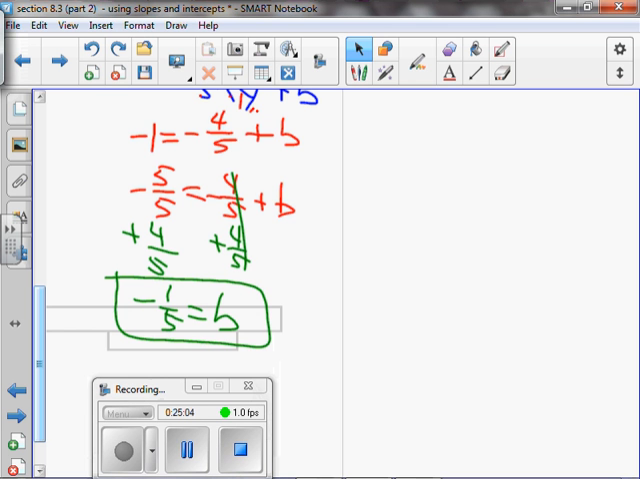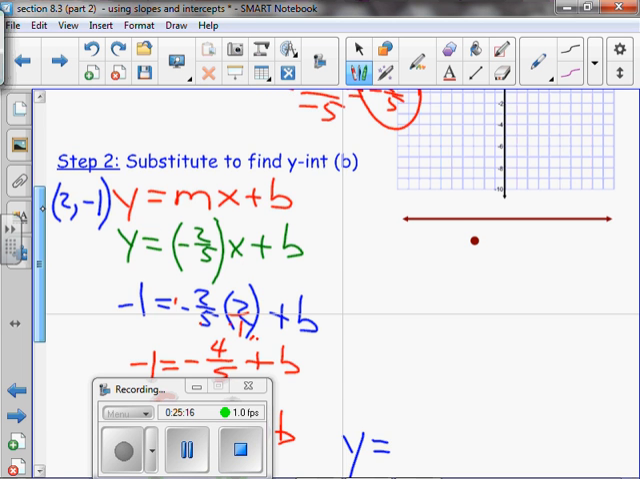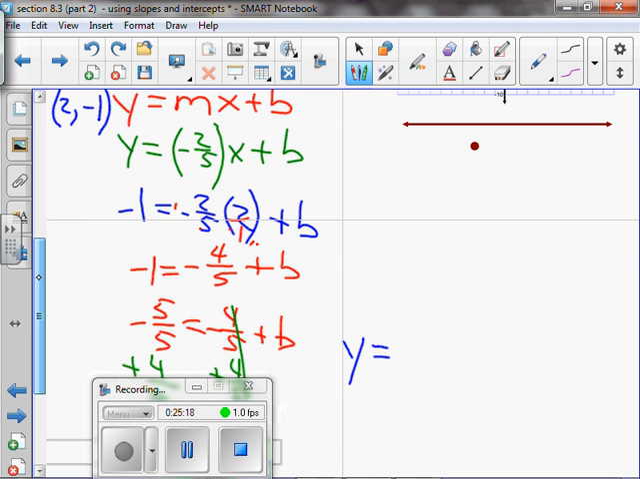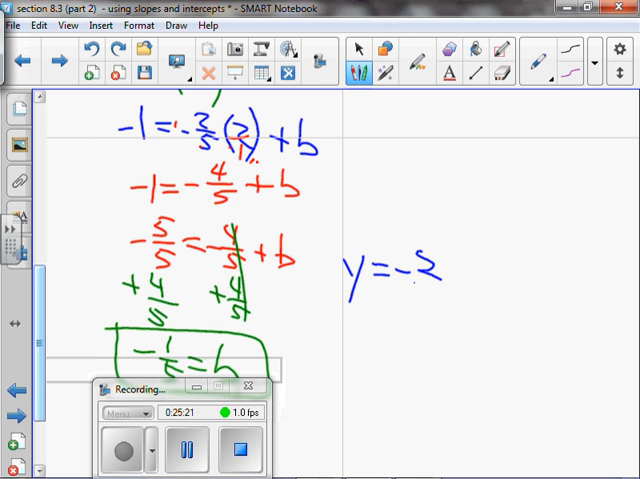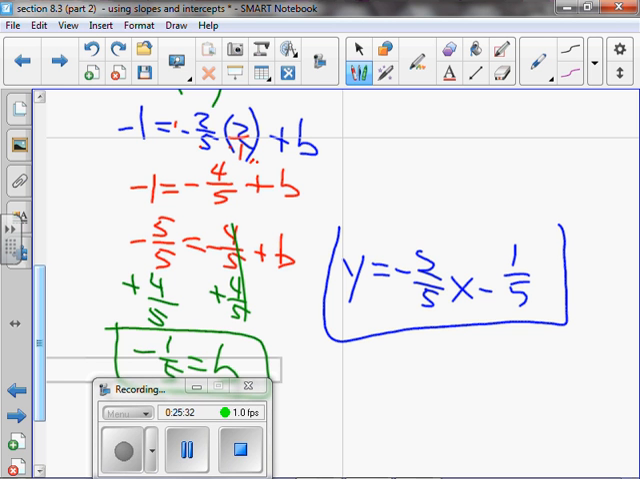And so we are going to put all of that together, and we get our equation: y is equal to m, which let me scroll up again to make sure I don't make a mistake on that. M is negative 2/5. So y equals negative 2/5 x plus b, but b is negative, so minus 1/5. This is the slope-intercept form of our linear equation.